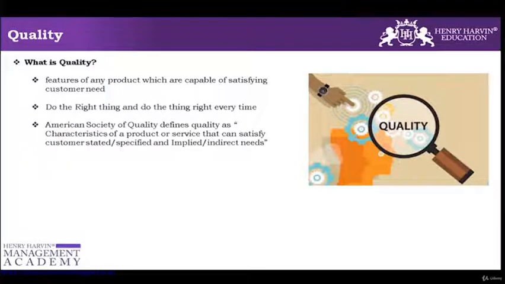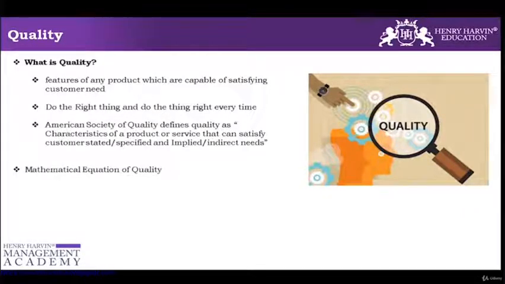Who all have heard of the American Society of Quality? Have you ever heard of this organization? ASQ. Yeah. So ASQ is a world number one organization for quality, because they've been doing this practice for a long time, and they also believe that anything which can satisfy customer stated and unstated needs is something which is called quality. So it is not only what customers are saying, it is something which customers are not saying also. So we need to identify that as well. And if we are able to fulfill that, that's what they follow as quality.